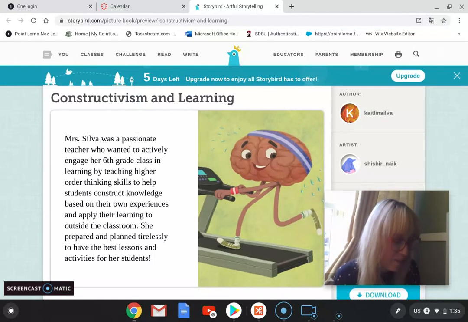And she wanted to help engage and motivate her students by making them take a more active role in their learning process. So she planned on utilizing a lot of different interactive teaching strategies to create meaningful contexts that help students construct knowledge from these experiences and teach these higher order thinking skills.